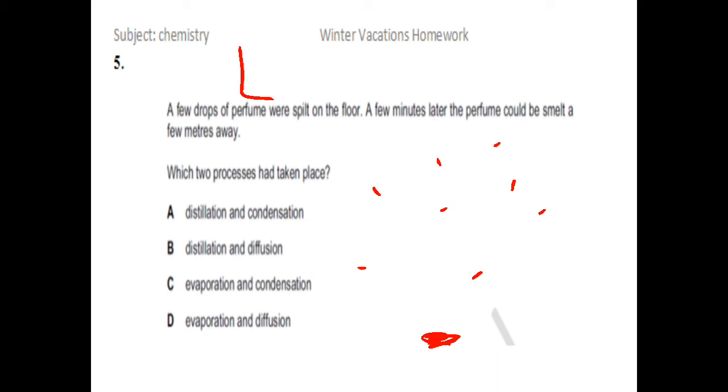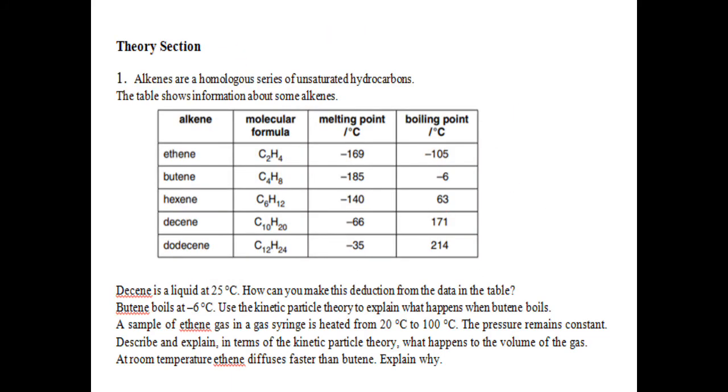So what are you waiting for? Encircle the correct answer. Now the theory section begins with a question which is selected from the 5-year topical, and this question is given with a table in it. You can see the name of the alkene, their molecular formulas, their melting points and boiling points.